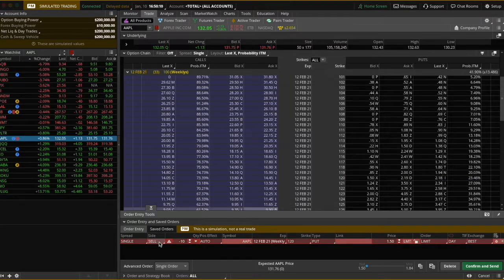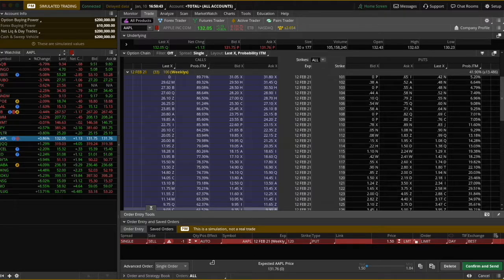And here, before you click confirm and send, the last step is to determine how many contracts to sell. So let's just put one in this example. Then review your trade again. You have the expiration date as Feb 12, 2021, and the strike price 120. Type of option is put, and then the credit is $150.